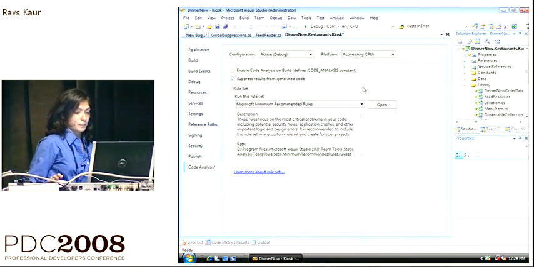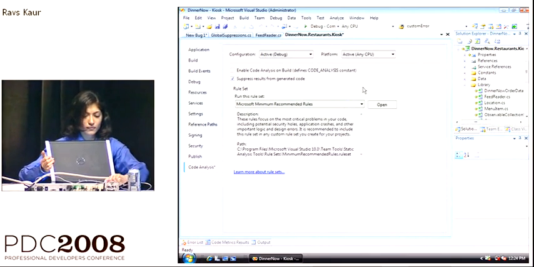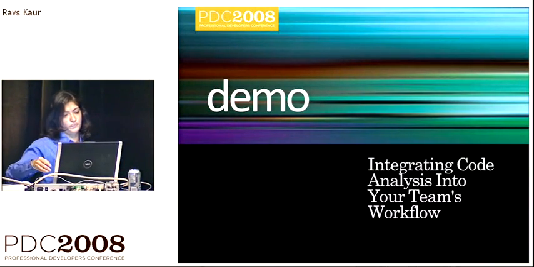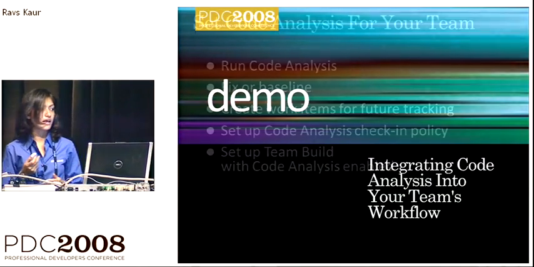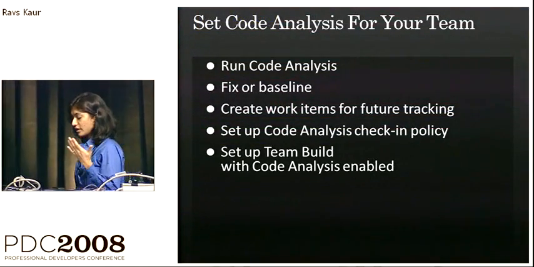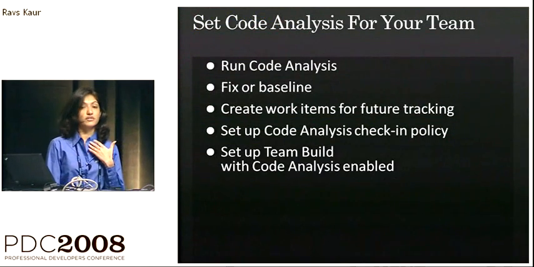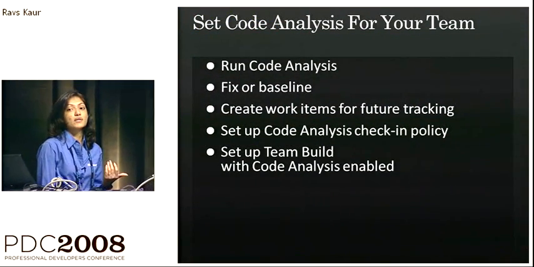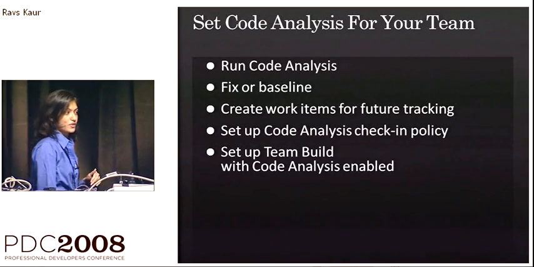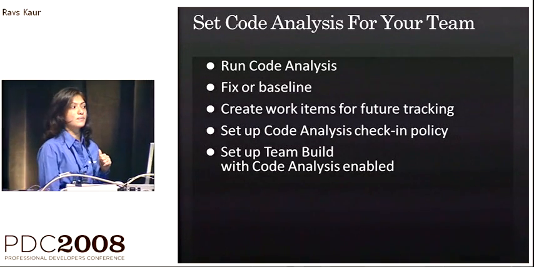So let's see what I've done here. Just to get set up for code analysis in my team, I've run code analysis. I have gotten into a known state by either fixing everything or baselining. I've created work items where I wanted to make sure that the work was tracked for the future. I've set up my policy.